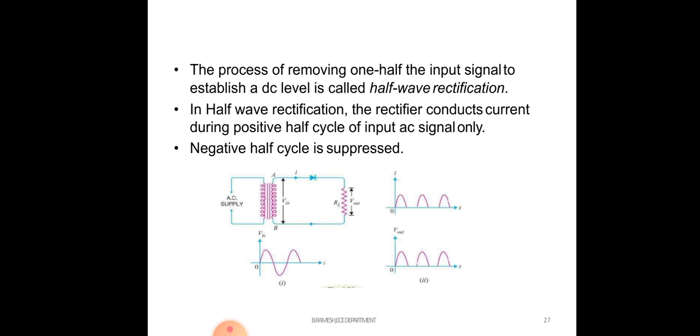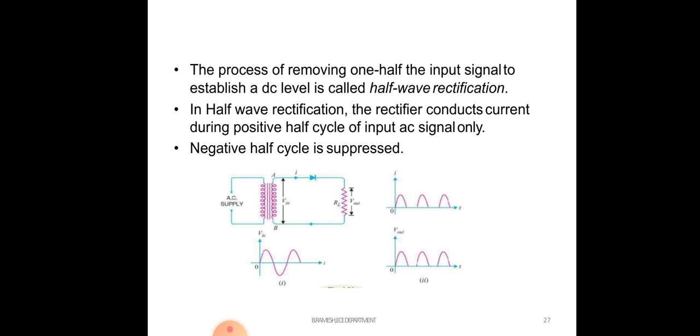This is the half wave rectifier circuit diagram. The process of removing one half of the input signal to establish a DC level is called half wave rectification. In half wave rectification, the rectifier conducts current during the positive half cycle of the input AC signal only. The negative half cycle is suppressed.